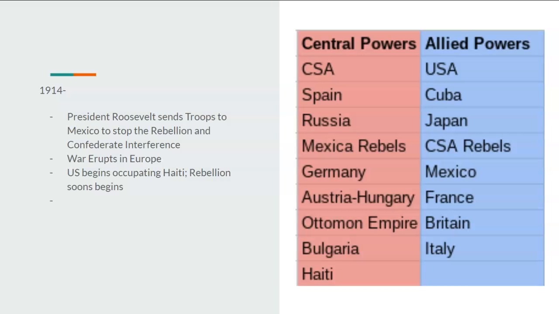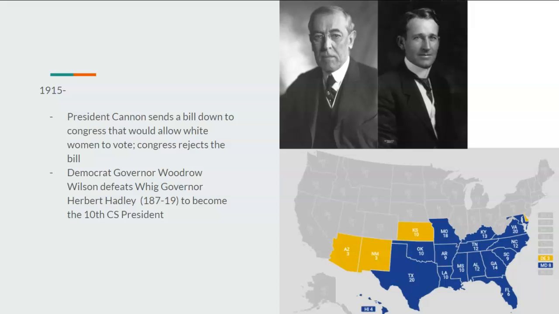I almost said Italy for some reason. In 1915, President Cannon sends a bill down to Congress that would allow white women to vote. Congress rejects the bill. So that's tried to do one last thing before this upcoming election, which is the 1950 Confederate election, in which Democrat Governor Woodrow Wilson defeats Whig Governor Herbert Hadley 187-19 to become the 10th Confederate president.